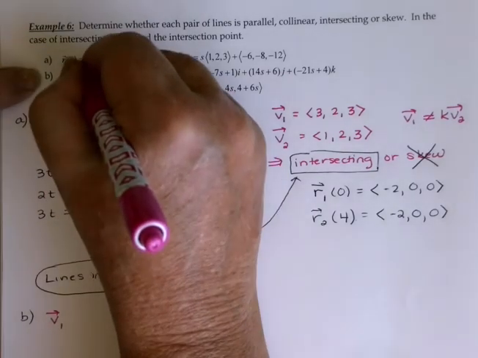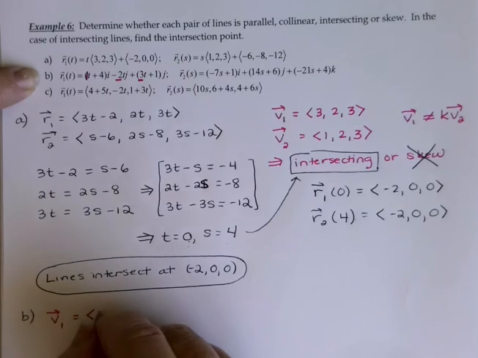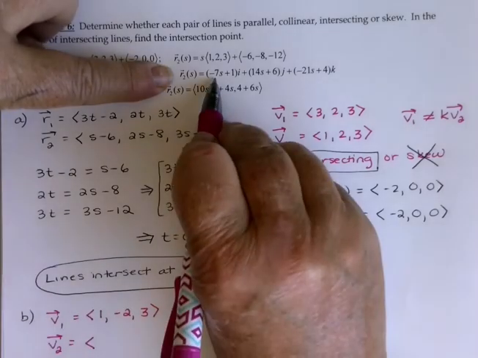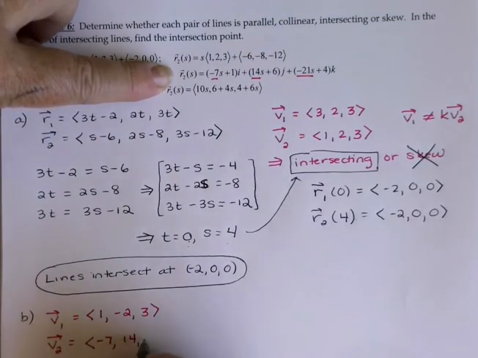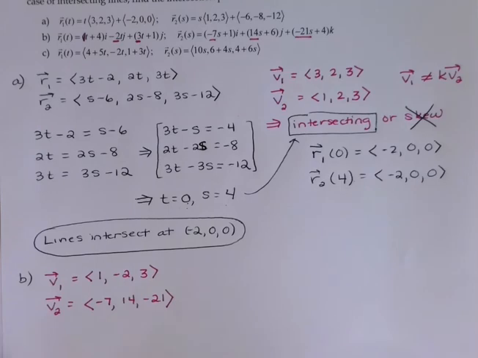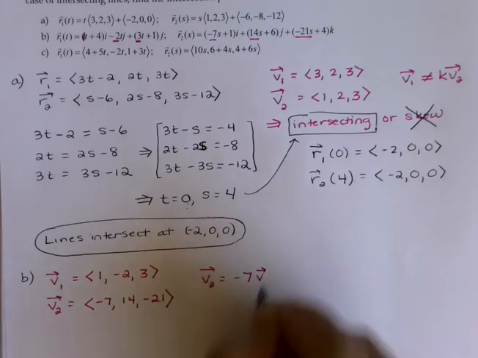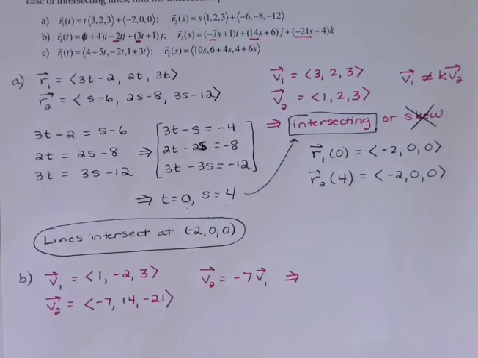So for V1, that's really a 1t, a -2t, and a 3t. So my direction vector is 1, -2, 3. My second direction vector is -7, 14, -21. All right, this time it looks like I do have a multiple. If I take V1 and multiply by -7, I'm going to get V2. So that tells me that these are either parallel or collinear.